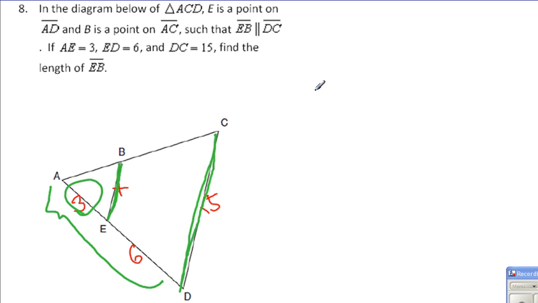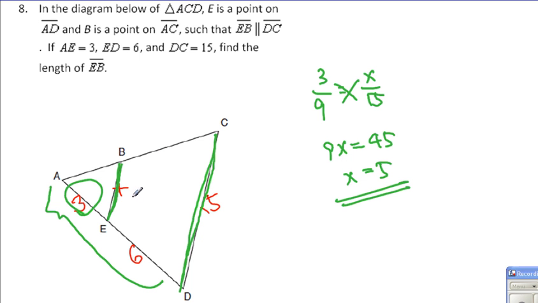Now then, let's set up the ratio. So we have 3/9. Notice where we get the 9 from. It's equal to X over 15. Now when you cross multiply them, we get 9X, which will be equal to 45, hence X equals 5. And that's what we just found out.